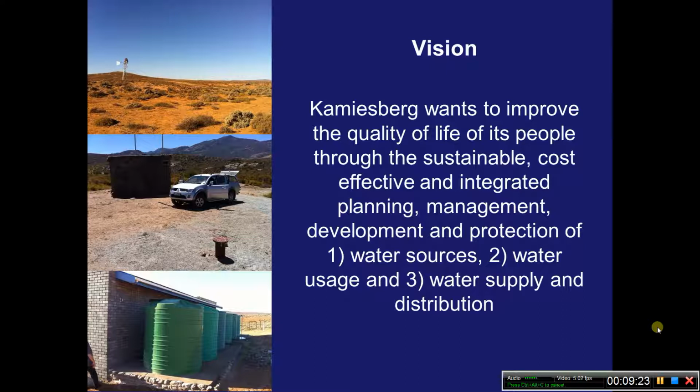We had 3 case studies. This was one of them in the Northern Cape in South Africa. This is a very dry area, very sparsely populated, and agriculture is one of the primary activities. And the vision in this area, which is called Kamiesberg, is that Kamiesberg wants to improve the quality of life of its people through the sustainable, cost-effective and integrated planning, management, development and protection of water sources, water usage, water supply and distribution.